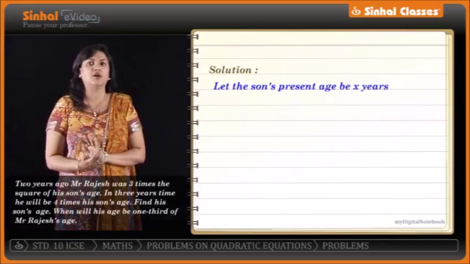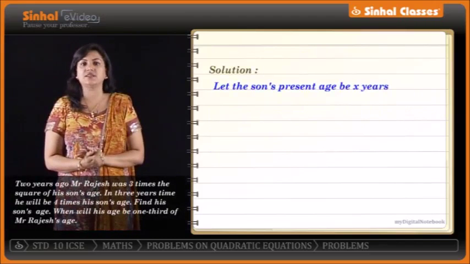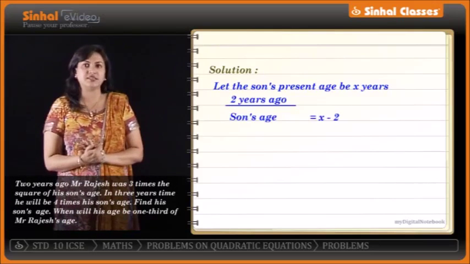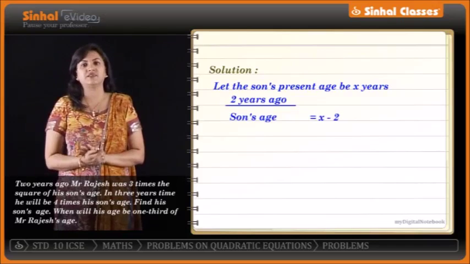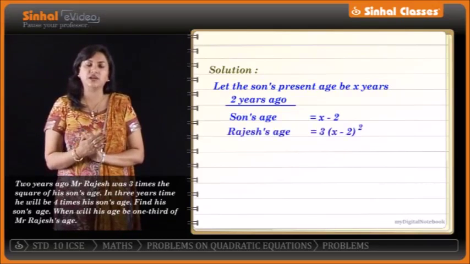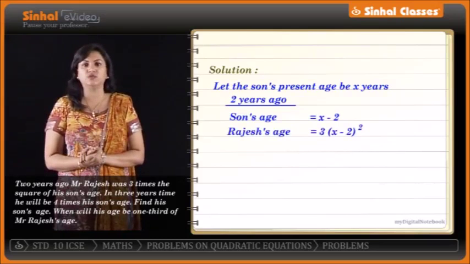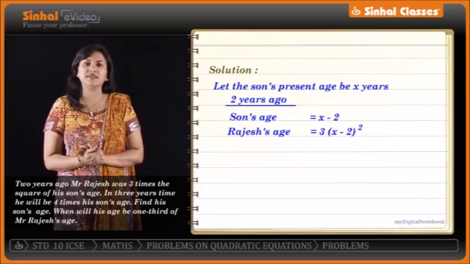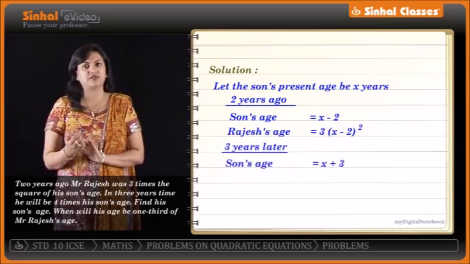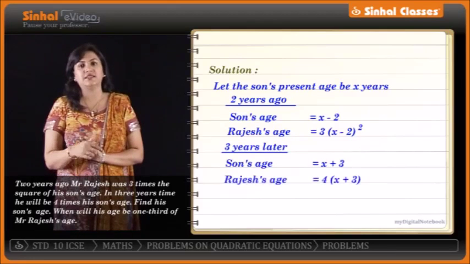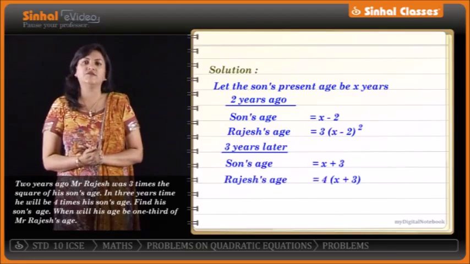Now, 2 years ago, son's age was x minus 2, and we are told Rajesh's age is 3 times the square of his son's age. So, it will be 3 into x minus 2 the whole square. Now, 3 years later, son's age will be x plus 3 and Rajesh's age will be 4 times the son's age, that is 4 into x plus 3.